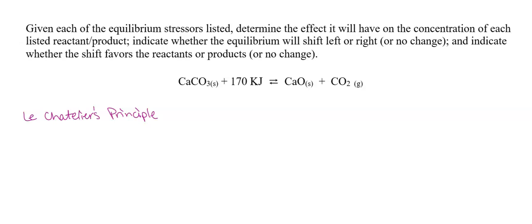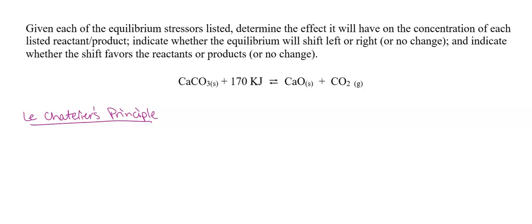Hi everybody, today we're going to do a problem on Le Chatelier's principle, and we are given each of the equilibrium stressors listed. Determine the effect it will have on the concentration of each listed reactant/product, indicate whether the equilibrium will shift left or right or have no change, and indicate whether the shift favors the reactants or the products, or again, no change. So what do we know about Le Chatelier's principle?